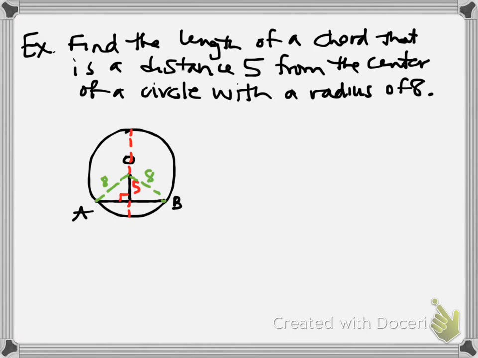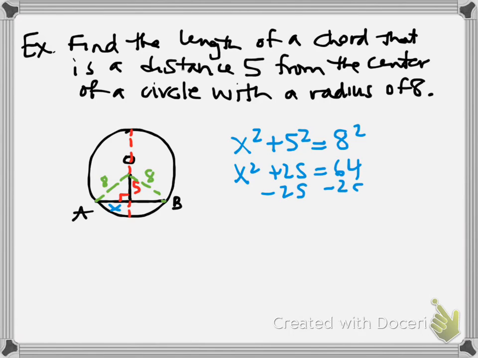In order to figure out the length of the chord, I'm going to label half of it as x, because that's all x is. X is halfway. And because I have a right triangle, I can use the Pythagorean theorem. X squared plus 5 squared equals 8 squared. So we get x squared plus 25 equals 64. Subtract 25 from both sides. We get x squared equals 39. Take the square root of both sides, and we get x equals square root of 39. There are no perfect square factors lurking in there.